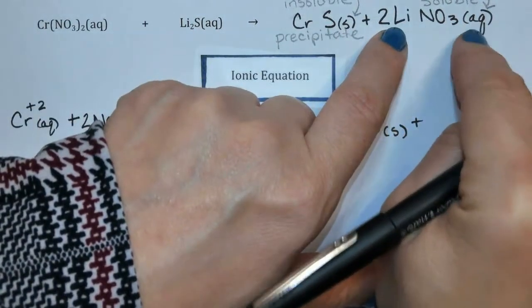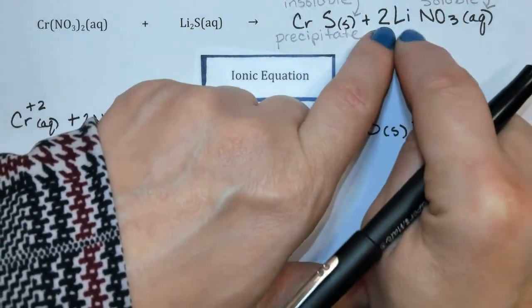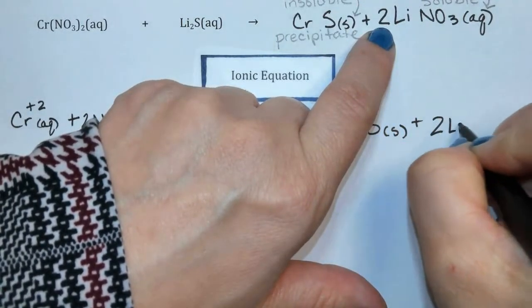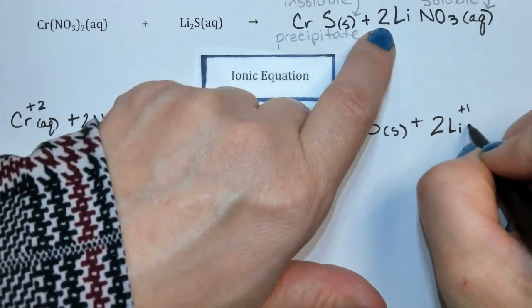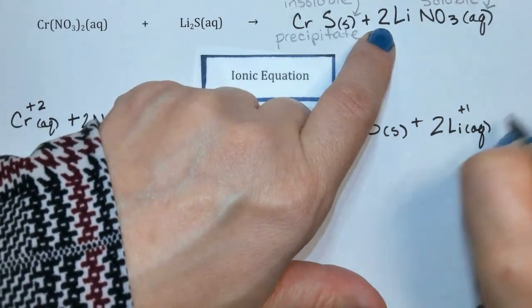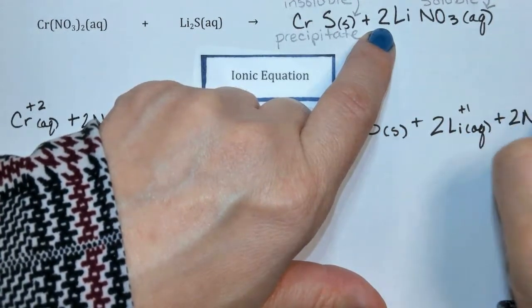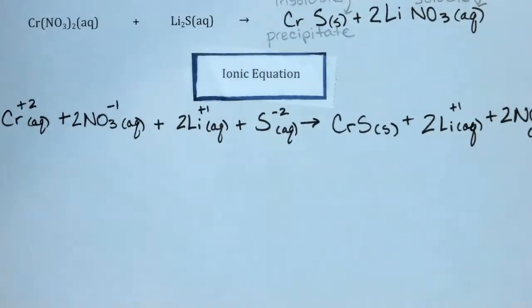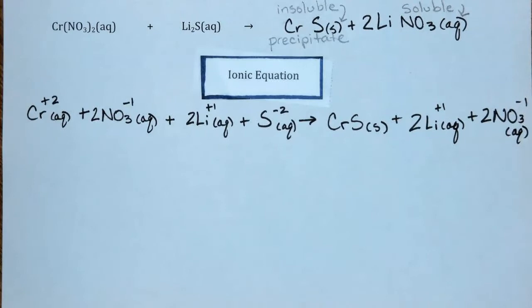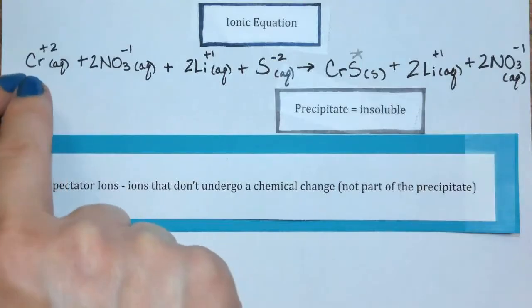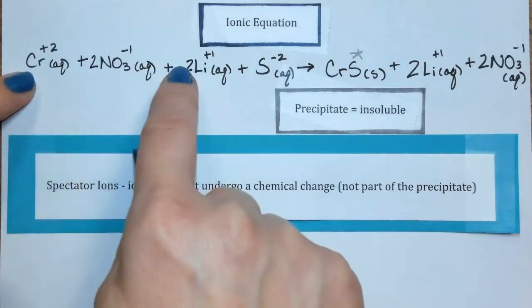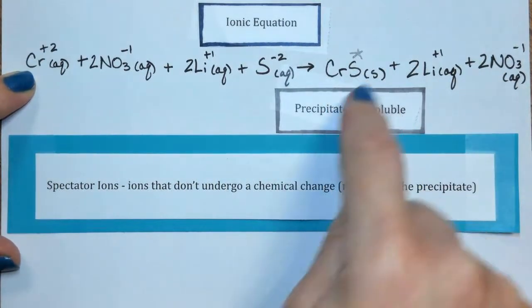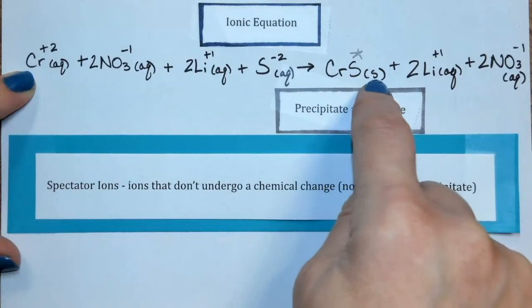break down this one because it's soluble, and there's a 2 coefficient in front, which means I have 2 lithiums and 2 nitrates. So it's going to be 2 lithiums with a +1 charge, aqueous, and 2 nitrates with a -1 charge, also aqueous. And this is my ionic equation. Now in your ionic equation you have everything that was aqueous broken apart, but not the precipitate. Because it's insoluble, it does not break apart.